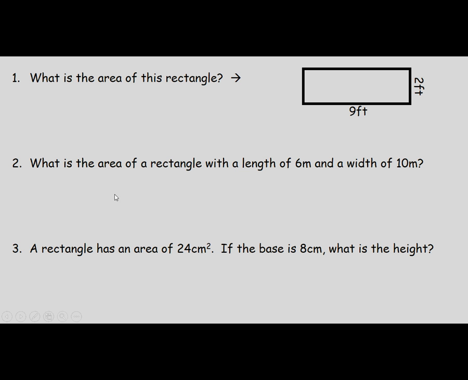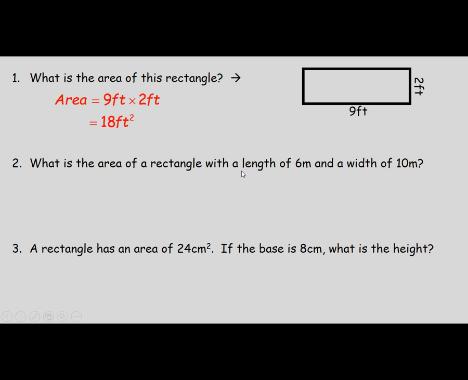Okay, so here are 3 short and hopefully somewhat easy problems about areas of rectangles. Take a moment, see if you can answer all 3 of these. Okay, and problem number 1, what's the area of this rectangle? That one's easy. The base and height are 9 and 2. How do I know they make a right angle? It says it's a rectangle, and the angles in rectangles make right angles. So just do 9 times 2, and we get 18 square feet.